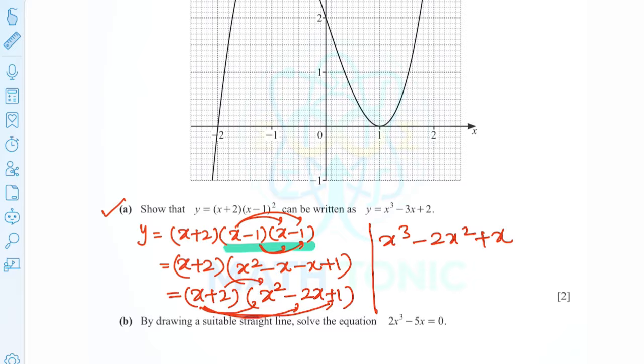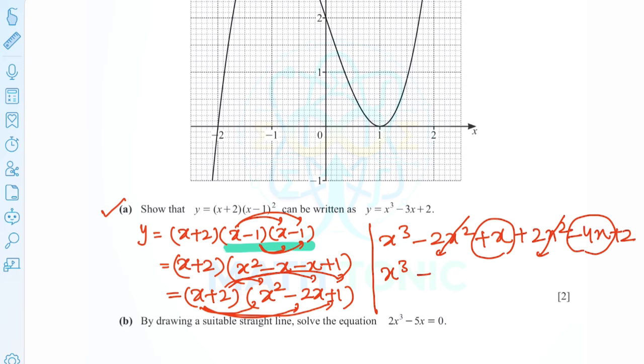Again same thing, 2 times x becomes 2x squared, 2 times minus 2x becomes minus 4x, and 2 times 1 becomes 2, like this. Okay, so x cube, we have this minus 2x squared plus 2x squared becomes 0, right? And plus x and minus 4x becomes what? Minus 3x, like terms, and plus 2. See, this is what we had to prove. Did you understand, everyone? Simply we have to expand these brackets and we can show this, so that we can easily get 2 marks in this.